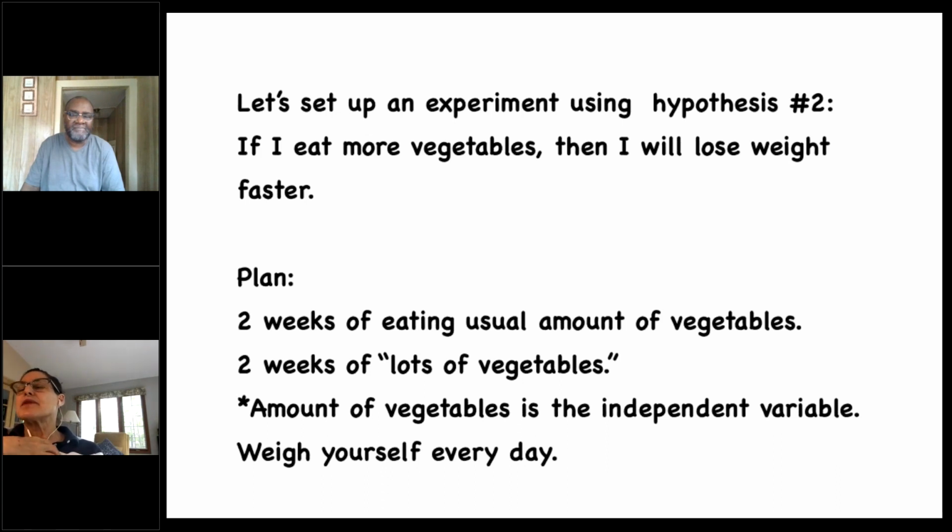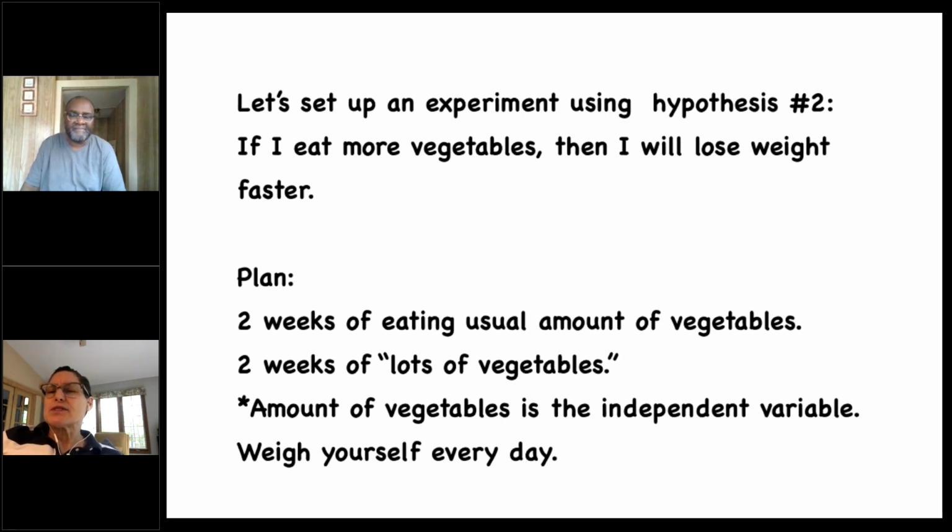it's just going to be, I'm the sample size, a sample size of one, which, as we said, is not going to give you that much data, but that's my first experiment. Then we're going to refine it and get better after this one. So I'm going to eat the usual amount of vegetables for 2 weeks, and then 2 weeks, a lot of vegetables. And remember, we talked about independent and dependent variables.